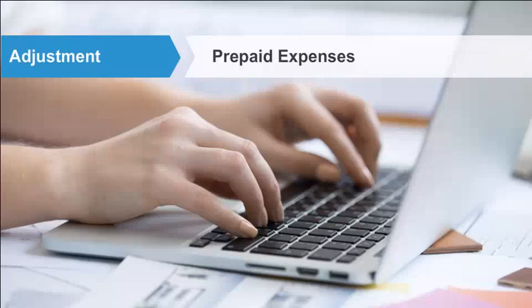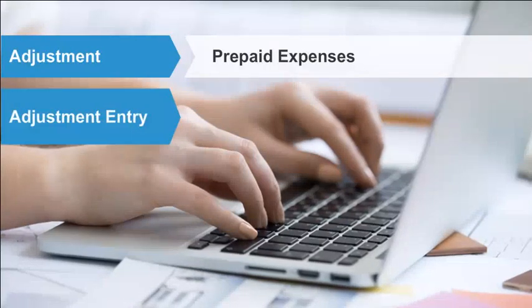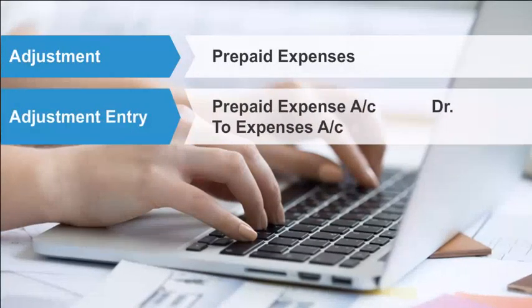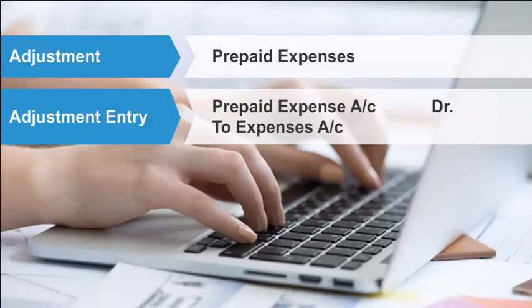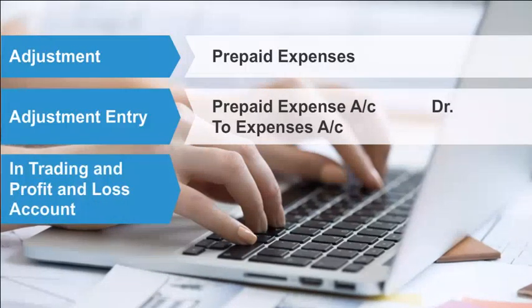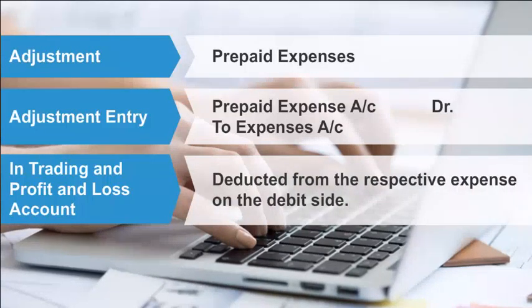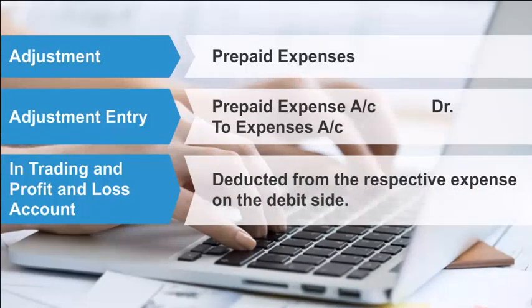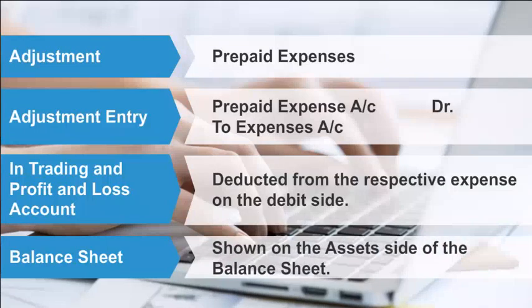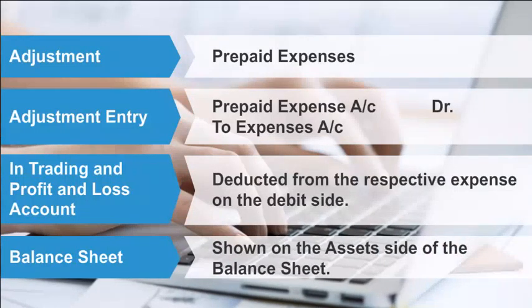Adjustment: prepaid expenses. Adjustment entry: prepaid expense account debited to expense account. In the trading and profit and loss account, it is deducted from the respective expense on the debit side. In the balance sheet, it is shown on the asset side.